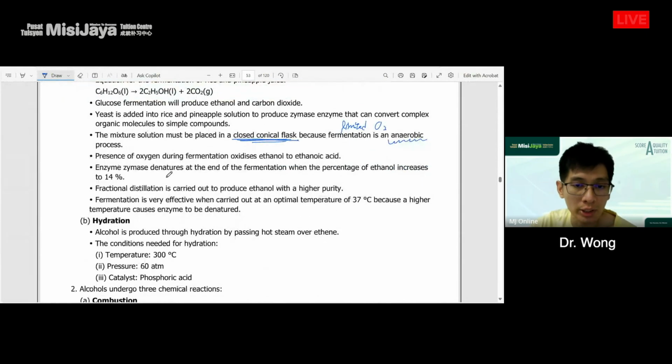So fractional distillation is carried out to produce ethanol with higher purity, and fermentation is very effective when carried out at an optimum temperature of 37 degrees C. Okay, so this is what the teacher explained just now, because the enzyme operates best around this temperature, which is similar to the human body.